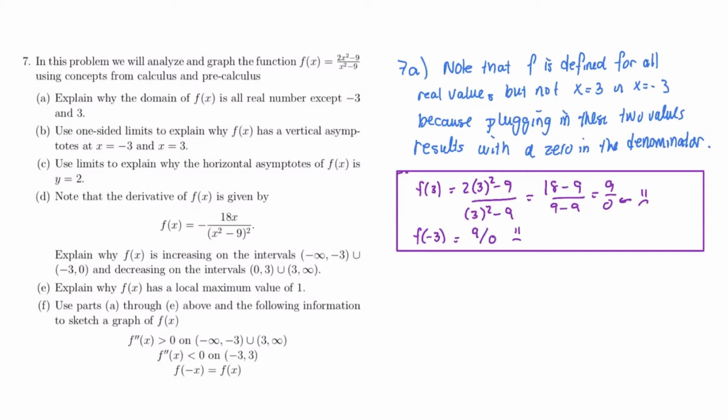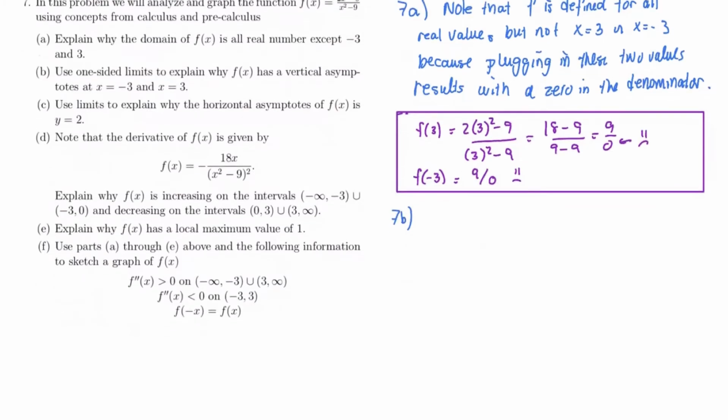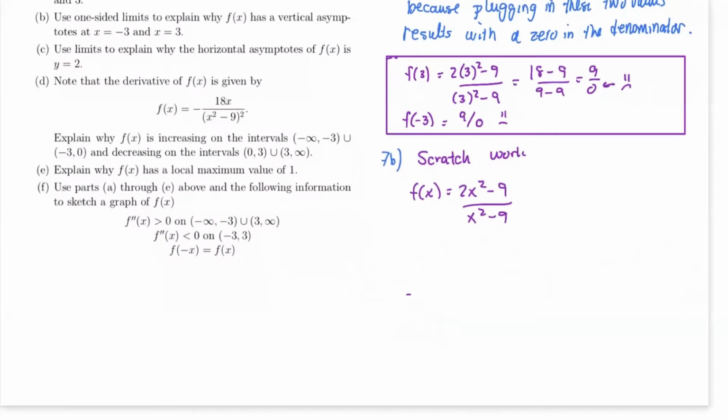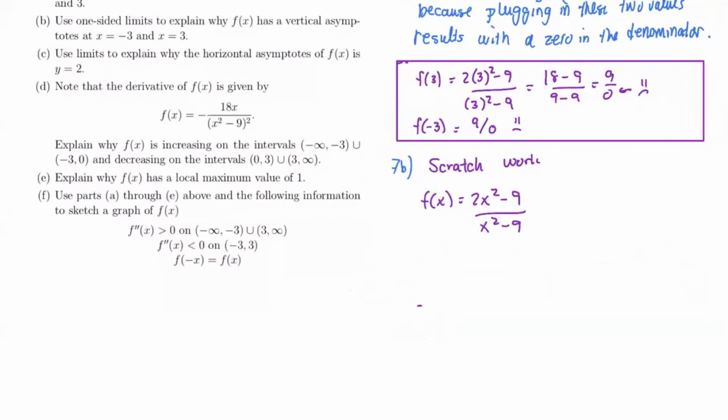All right, 7b. Now this one might need some scratch work, and that's where I would start first. So the scratch work would be as follows. So I would first maybe make some scratch work, and then I would look at the problem. So f of x is 2x squared minus 9 over x squared minus 9, which equals 2x squared minus 9 over x minus 3, x plus 3.